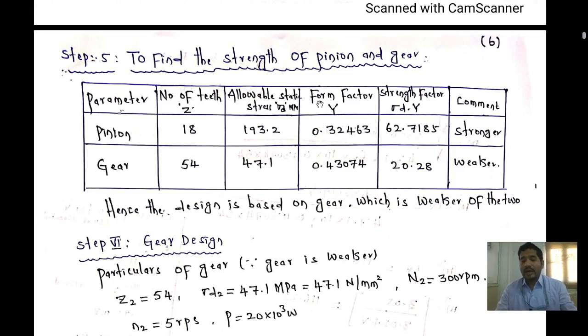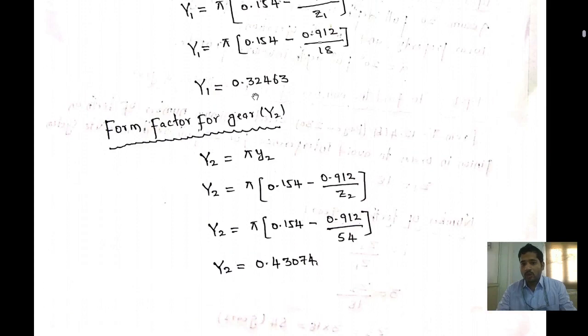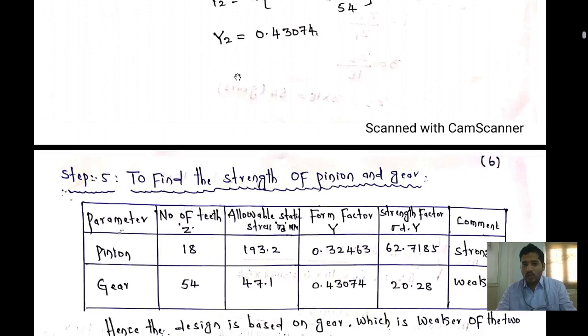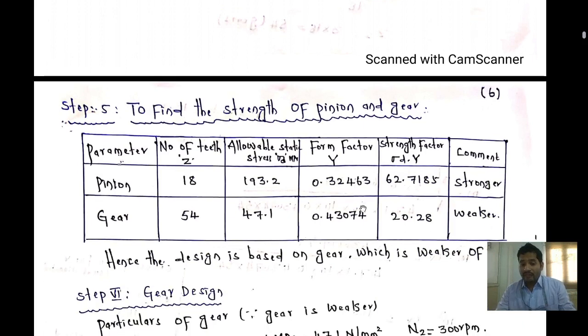Form factor we have already found, y1 is equal to pi into y1. The form factor of the pinion we got as 0.32463, just substitute over here, and the form factor for the gear we got as 0.43074. After that we multiply the allowable static stress into the form factor, sigma d into y: 193.2 into 0.32463 gives 62.7185. Then 47.1 into 0.43074 gives 20.28.